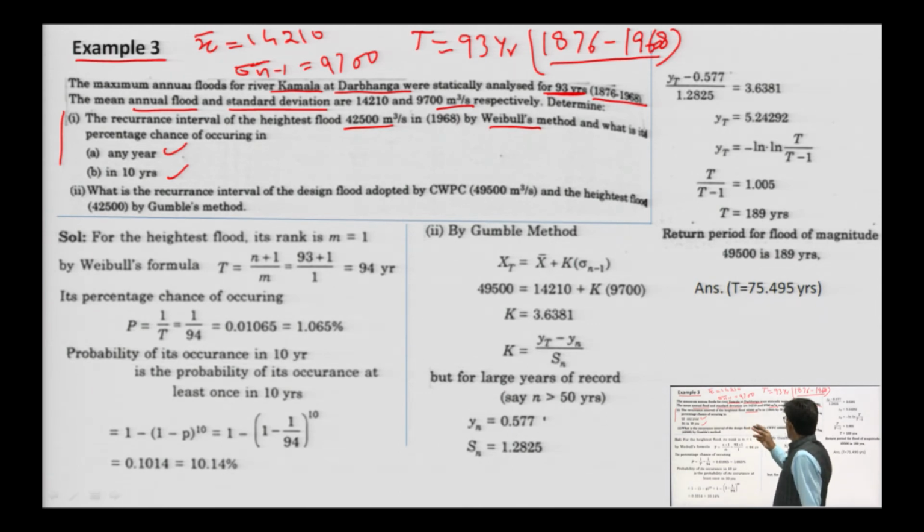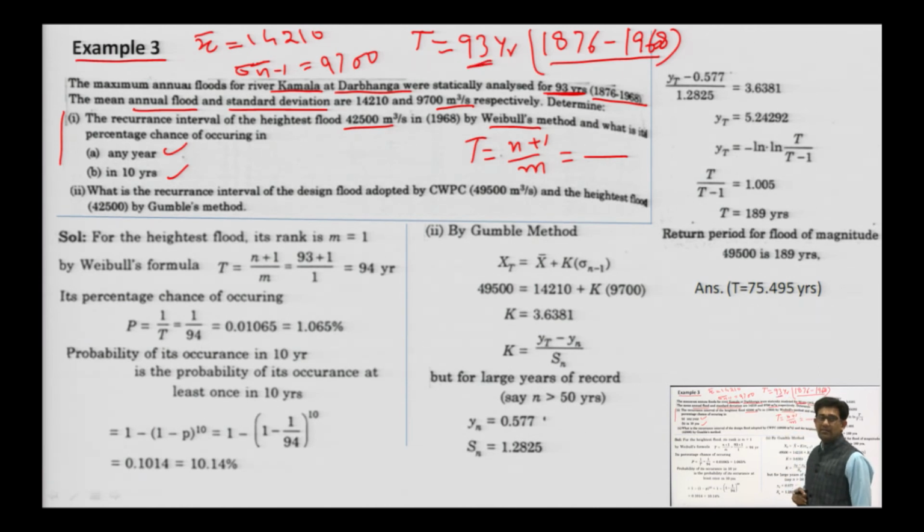In the previous class I told you Weibull's method, and its return time T is equal to (N plus 1) by m. So, here what will be the value of N? Since it is 93 years of data, annually we will have one record, so 93 records. So, the value of N will be 93. So, this is 93 plus 1.